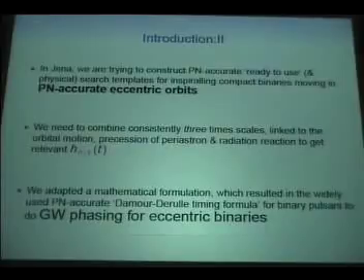And so how do you do that? Well, it turned out that we can actually adapt a formulation heavily employed as the timing formula for binary pulsars, called the DD timing formula, or the Damour-Deruelle timing formula, to do the phasing of eccentric binaries, gravitational wave phasing for eccentric binaries.